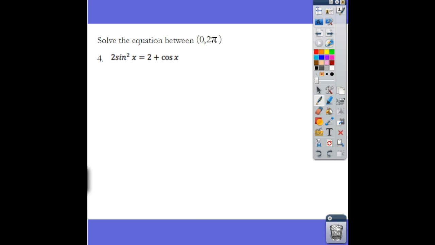So let's look at one last equation between 0 and 2 pi. As you can see, this one has two different trig functions in it, but you should recognize one of them as part of the Pythagorean identity. So you can change sine squared of x to 1 minus cosine squared of x. Then you'll have 2 times 1 minus cosine squared of x equals 2 plus cosine of x. Then you can distribute the 2 to 1 minus cosine squared of x and have 2 minus 2 cosine squared of x equals 2 plus cosine of x.